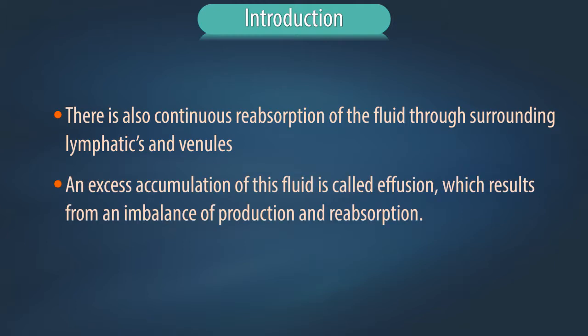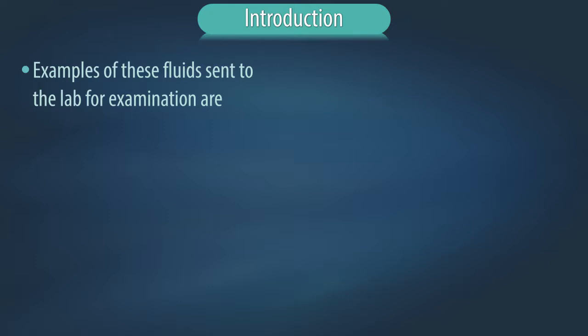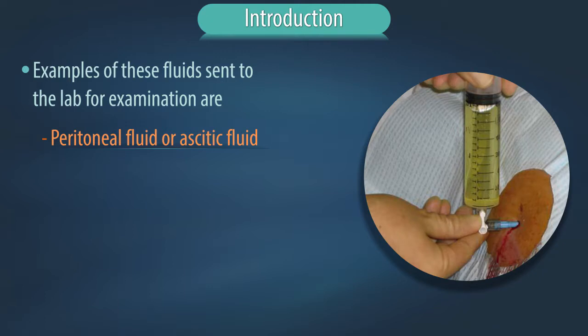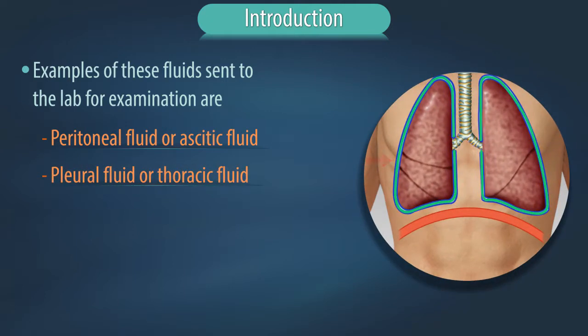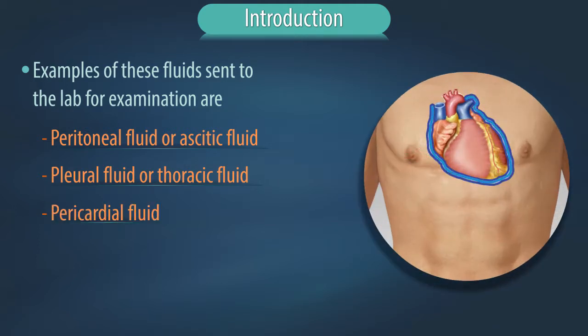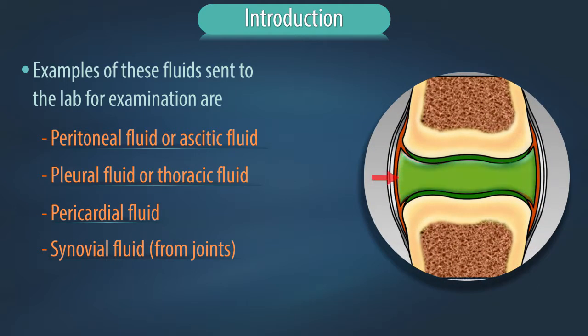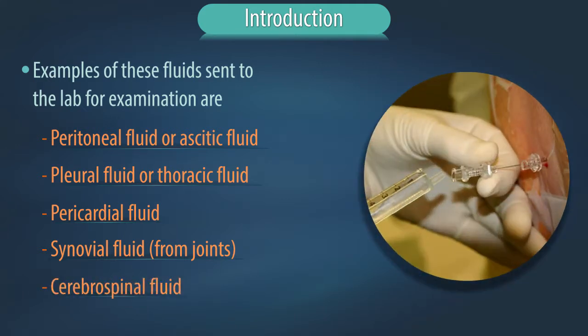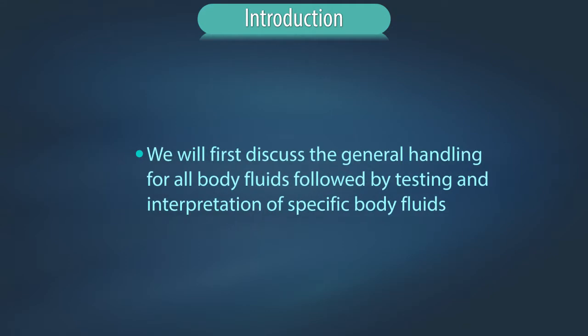An excess accumulation of this fluid is called effusion, which results from an imbalance of production and reabsorption. Examples of these fluids sent to the lab for examination are peritoneal fluid or ascitic fluid, pleural fluid or thoracic fluid, pericardial fluid, and synovial fluid from joints. Cerebrospinal fluid. We will first discuss the general handling for all body fluids, followed by testing and interpretation of specific body fluids.